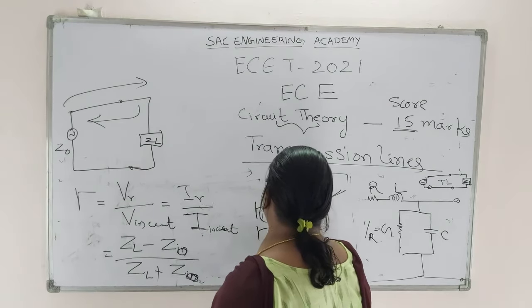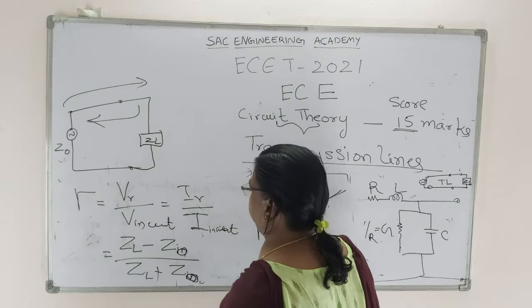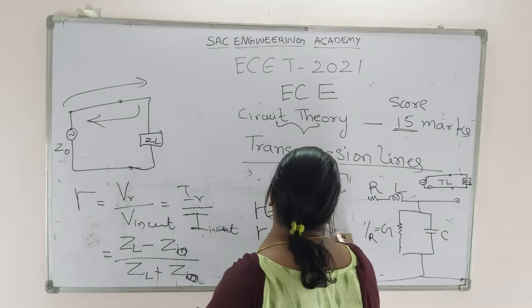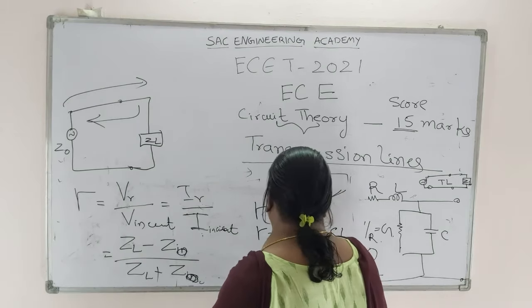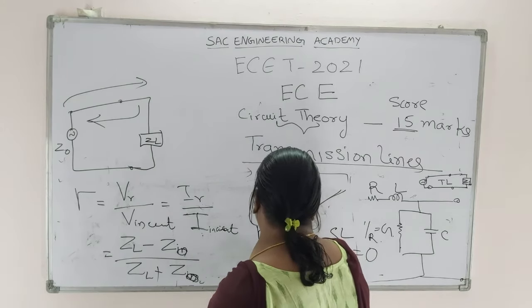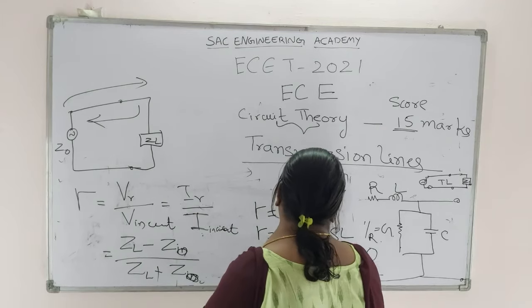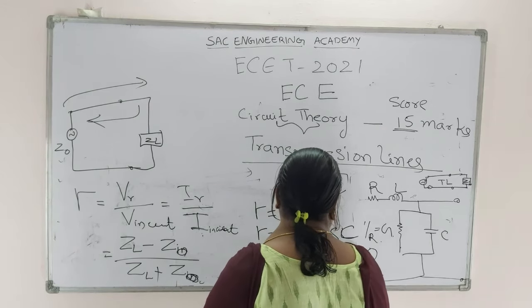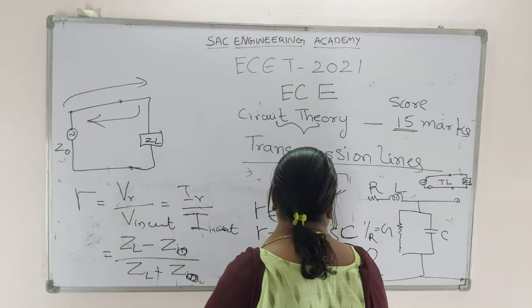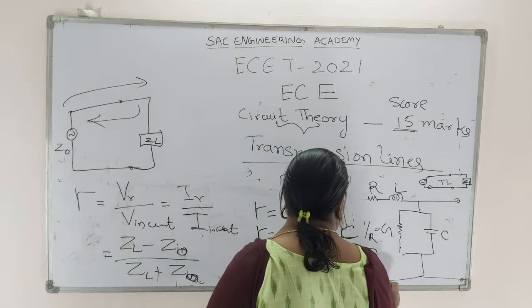The reflection coefficient is -1. When will it be -1? When short circuited, which means ZL is equal to 0. The reflection coefficient is +1 for an open circuit. Open circuit means that ZL is equal to infinite.